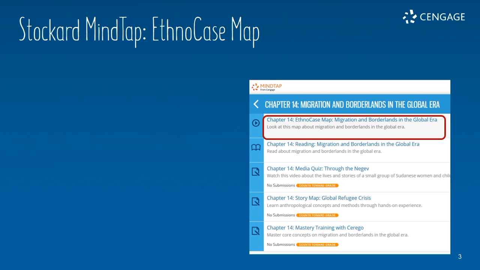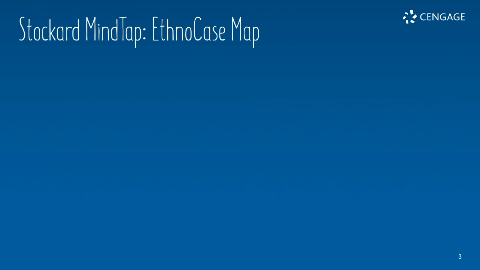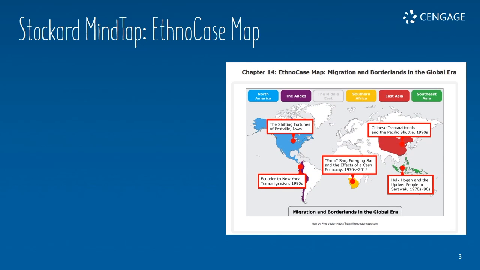The first feature of Stockard's MindTap that we'll talk about are the ethnocase maps. Ethnocase maps are a visual representation of the 6 key regions that Stockard tracks throughout her text. Here you can see chapter 14, and you see the 6 key regions listed at the top of the map: North America, the Andes, the Middle East, Southern Africa, East Asia, and Southeast Asia. Within each chapter, these are the 6 regions that are going to be found. And you'll notice that in this particular chapter, the students are going to be reading about 5 of those 6 key regions with an ethnocase.